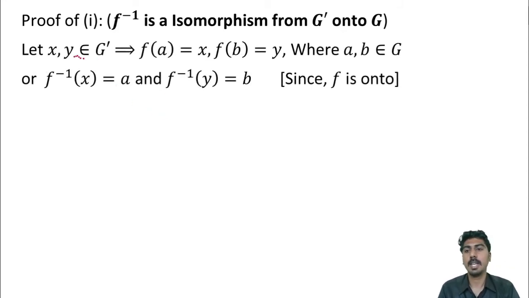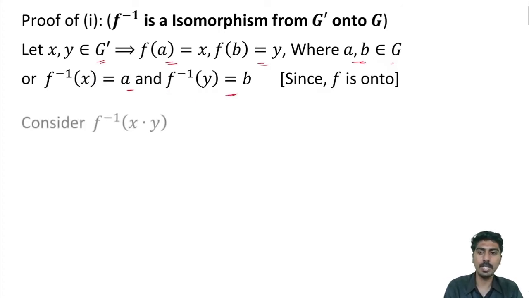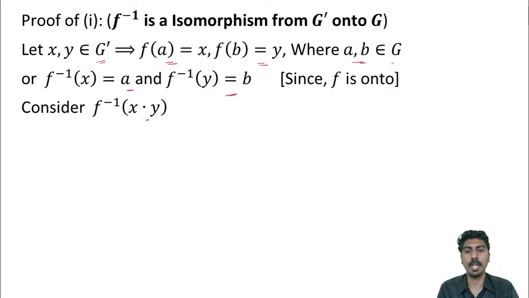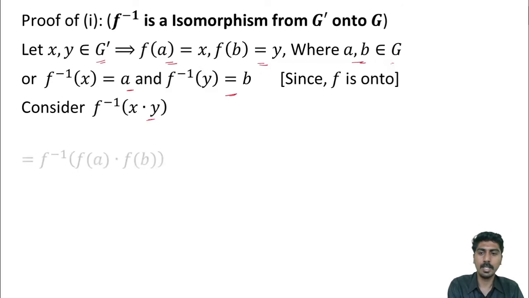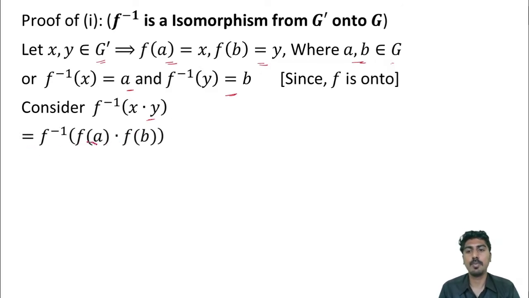Let us consider x, y belongs to G dash. Since f is onto, there exist elements a, b in group G such that f of a is equal to x and f of b is equal to y. And this implies f inverse of x equals a and f inverse of y is equal to b. And now consider f inverse of x into y, where x is f of a and y is f of b. This will be equal to f inverse of f of a into f of b.